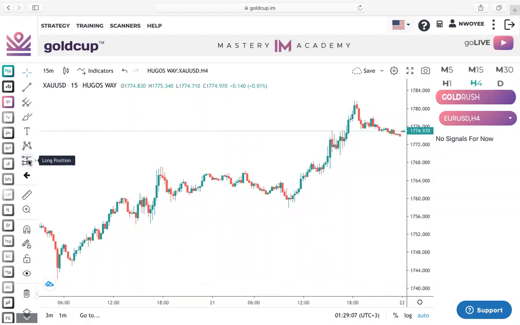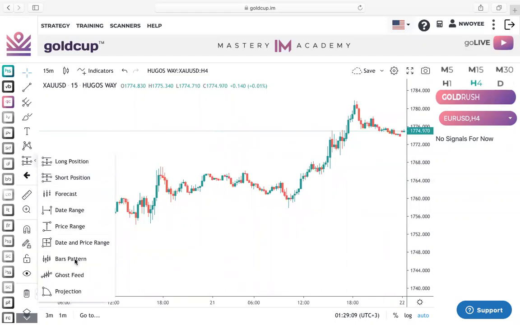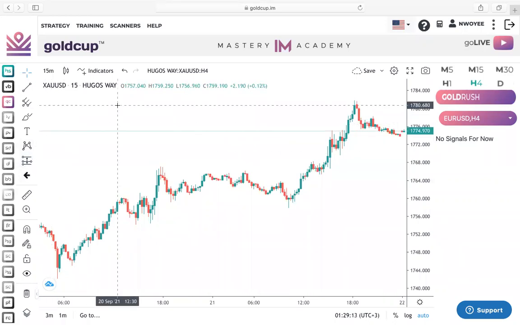If you're into smart money, you might use more of the Fibonacci and the rest of them on this, but I don't do smart money, so I don't have to use any of that, right?